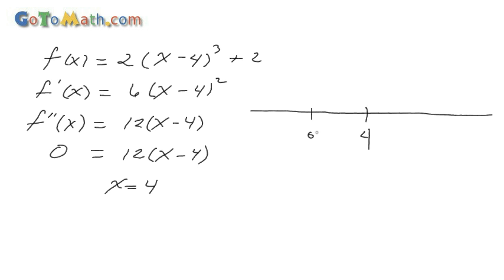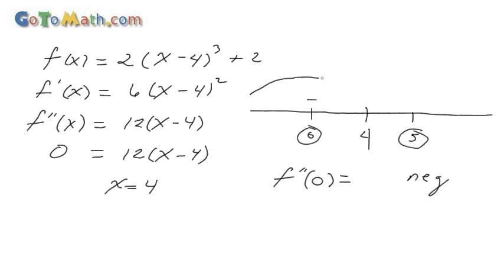Let's get a test point. 0 is always good, and 5. Now we want to take this test point and plug it into the second derivative. Alright, so f double prime of 0, and all we care about is if it's negative or positive. So we plug 0 in, we get 12 times the negative number, so we know that's negative. Right, negative. So this is going to be concave down from negative infinity up to 4.